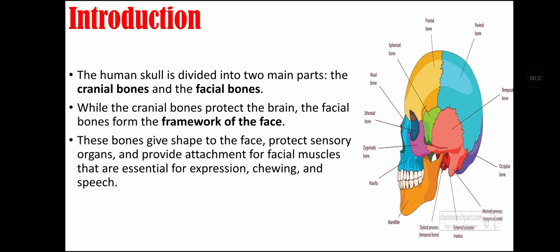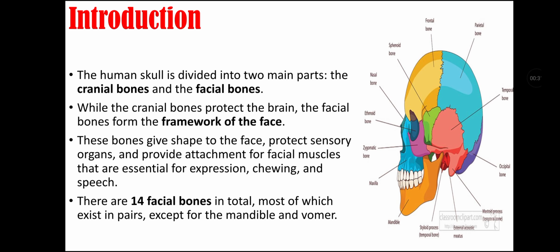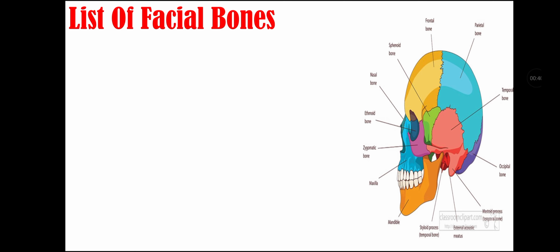These bones give shape to the face, protect sensory organs, and provide attachment for face muscles that are essential for expression, chewing, and speech. There are 14 facial bones in total, most of which exist in pairs, except for the mandible and vomer. List of facial bones.